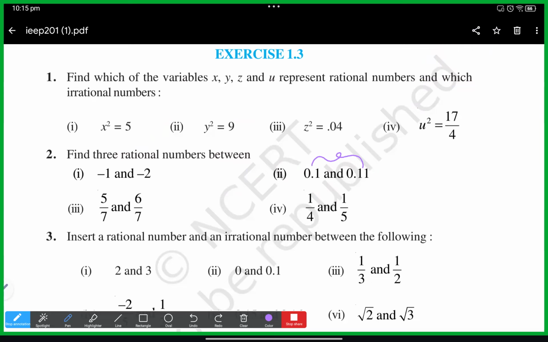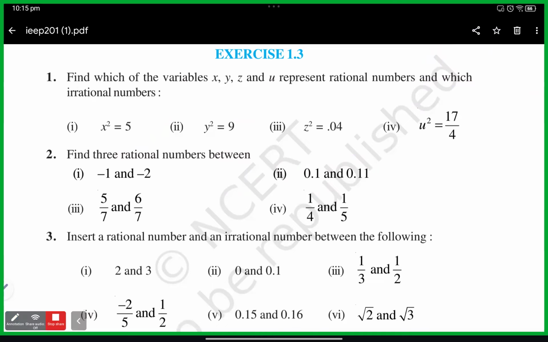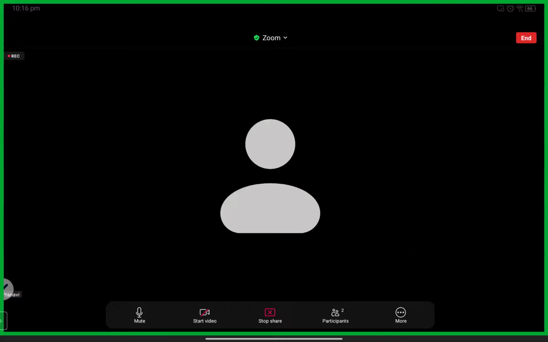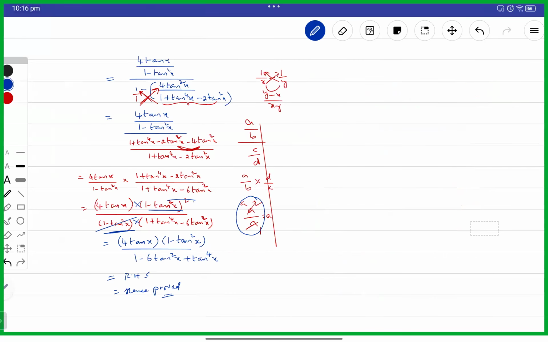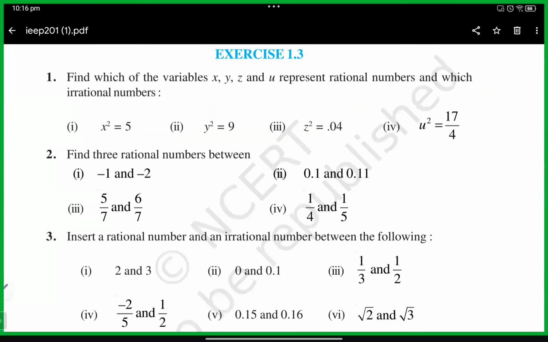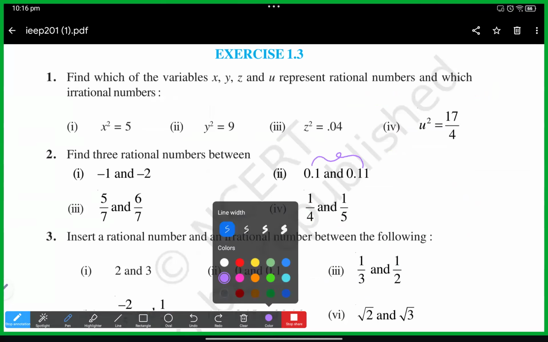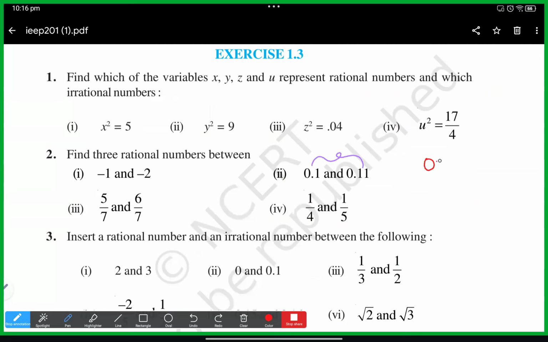Sir, 0.1 is 0. We can take it as 0.10, right? Can we take 0.1 as 0.10? Yes, Pranvi, you can take. So then we can write 0.101, 102, 103.